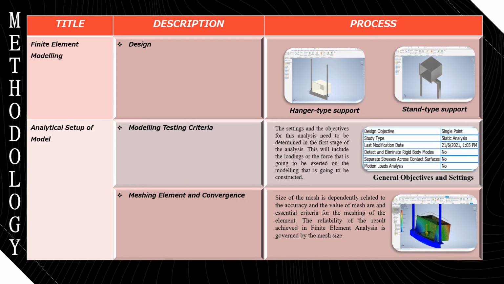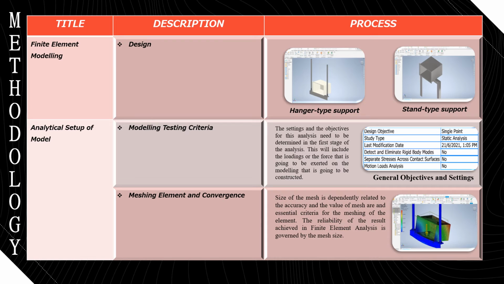All right. So next on, we're going to move to methodology. In this methodology, I will explain all the process that needed to be done to get the final result in the next semester. So first of all is finite element modeling. First we need a design. Here, as we can see, we have a hanger type support design and also a stand type support design.